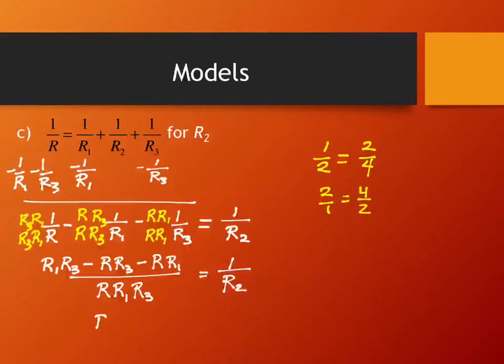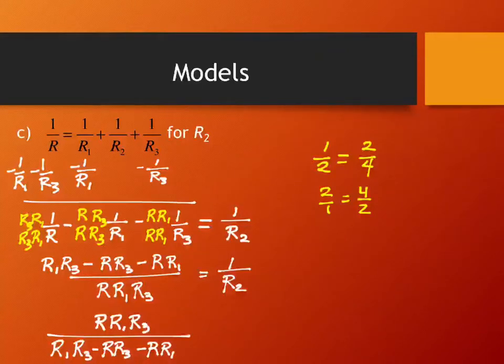So I will flip this both upside down. So now I have R, R1, R3 on top, and I have the R1, R3 minus R, R3 minus R, R1 on bottom, and it equals R2. If you want to write down R2 over 1, which is equal to R2, just to remind yourself, that's fine. But I have solved this now for R2.